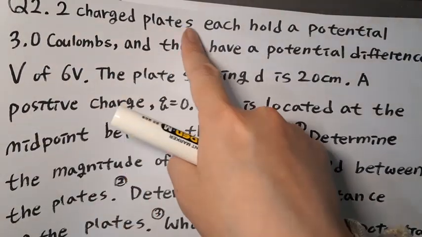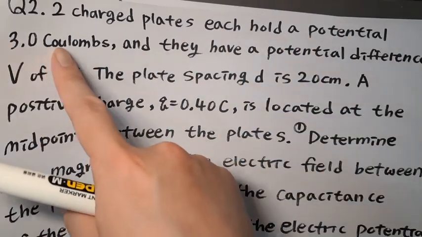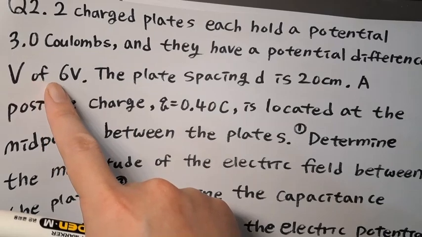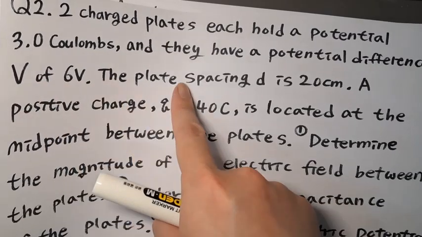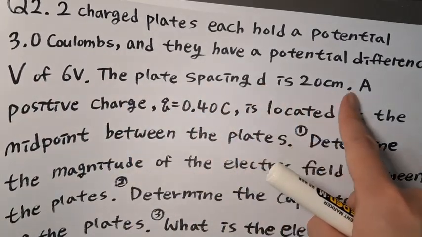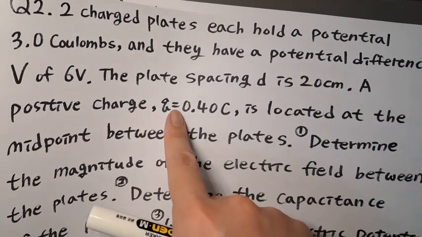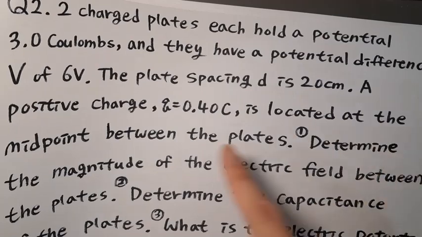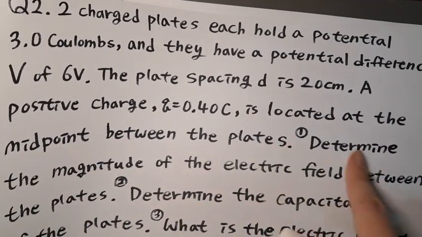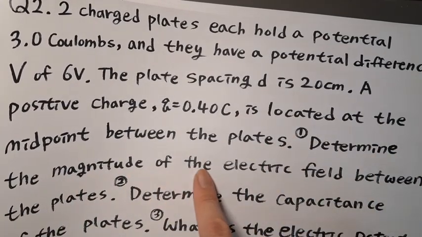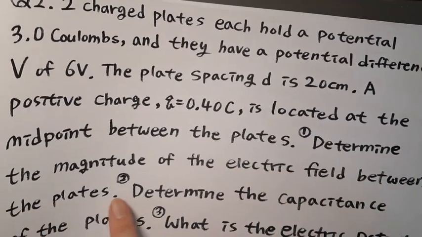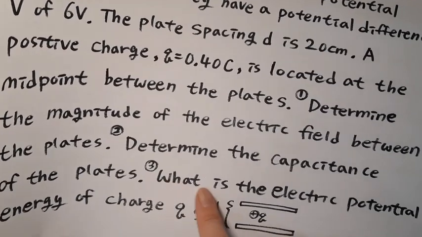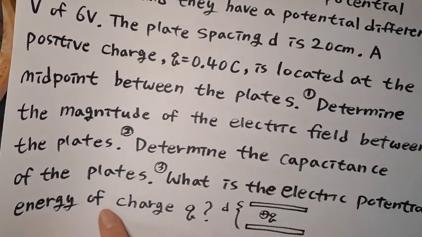Two charges placed each hold the potential 3 coulombs and they have a potential difference both of 6 volts. The plate spacing D is 20 centimeters. A positive charge Q of 0.40 coulomb is located at the midpoint between the plates. Determine the magnitude of the electric field between the plates. Determine the capacitance of the plates. What's the electric potential energy of charge Q?